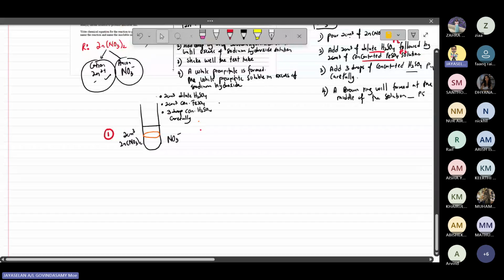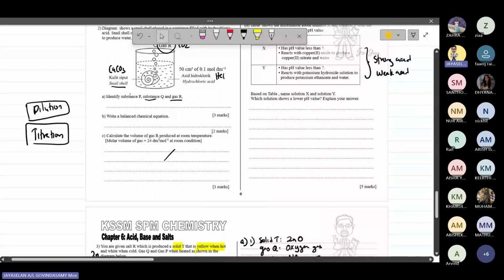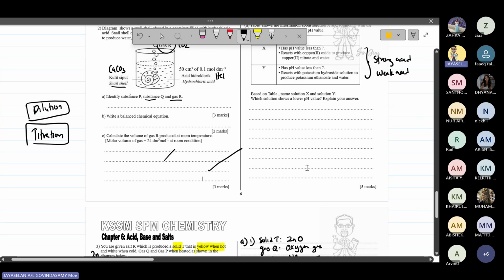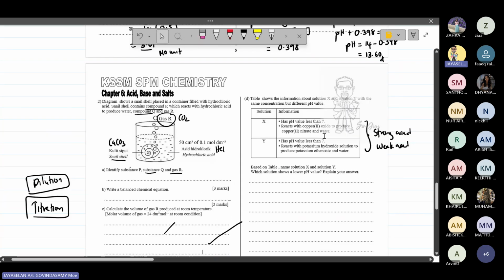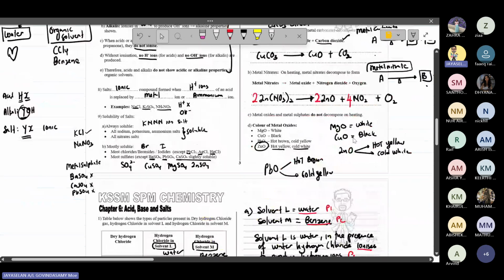Okay, so that's all for today. Next Saturday, we will do alloy. We will finish up this question. We will do alloy, composite material, and I will continue with the rate of reaction. That means I will have finished 80% of the Form 4 revision. Any question, just bagi tahu saya lah. Okay, so that's all for today. Kita jumpa on next Saturday.